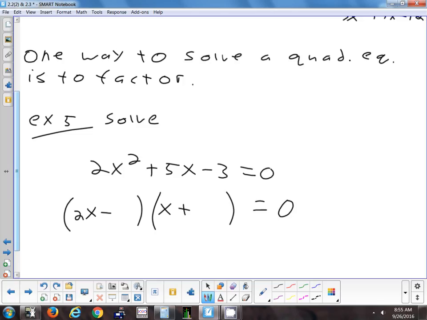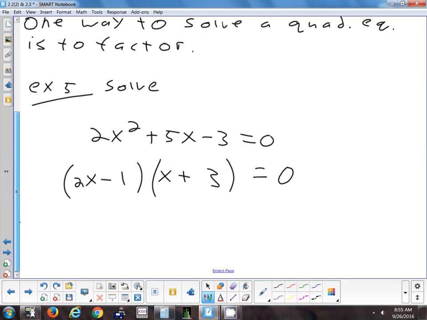When this gets kind of bad, like if this last number was a 24, then you could try 2 and 12, 6 and 4, 8 and 3. There's tons of combinations. But there's only one way you can get 3. 1 and 3. And you want to do them in that order? Okay, let's check it. You get 2x squared plus 6 take away 1 gives me a plus 5. And negative 1 times 3 is my negative 3. Okay, so that's the hard part.